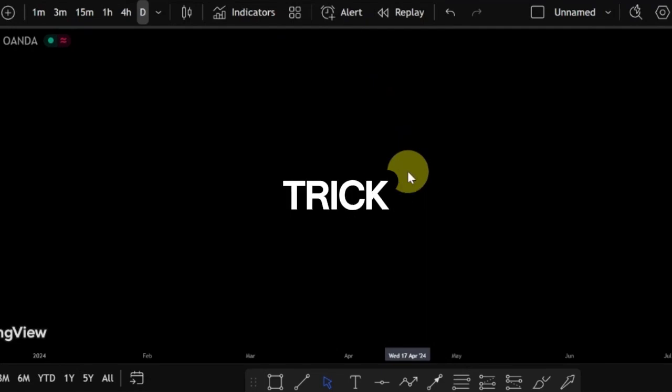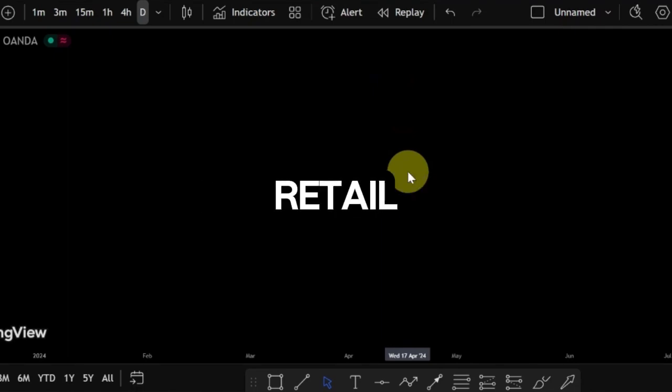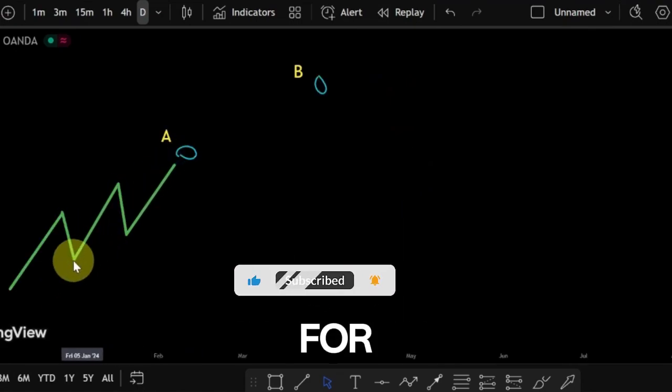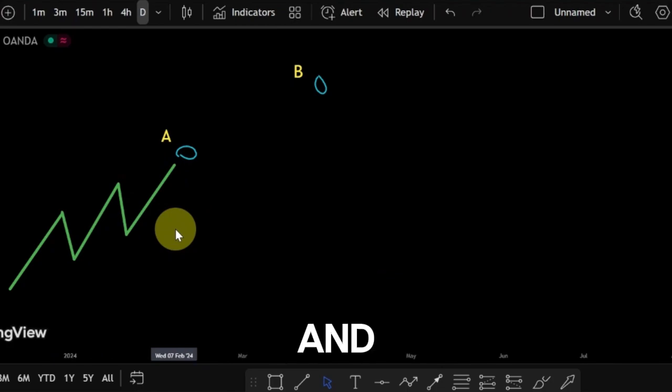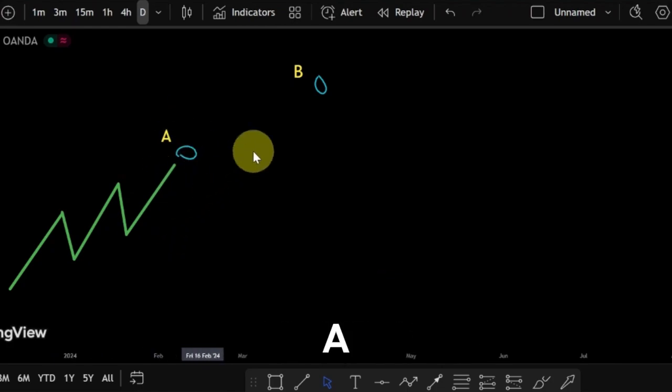Market makers trick retail traders to enter trades in the wrong direction. They do this by manipulating the market, making retail traders hit their stop loss, and grabbing the liquidity to feed their large orders. Imagine we are in an uptrend and everybody is looking for buying opportunities, and market makers want to move the market from point A to point B.